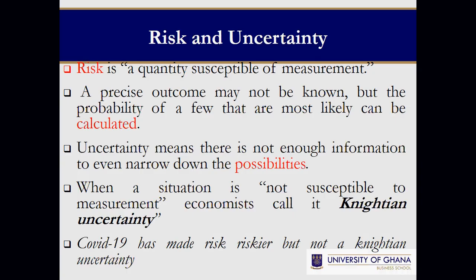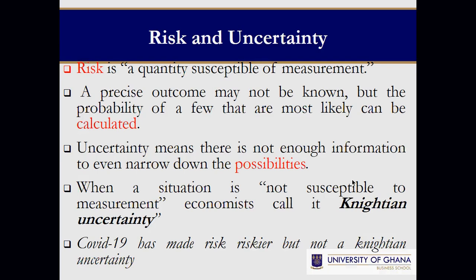All right, risk and uncertainty. Risk is a quantity susceptible of measurement. A precise outcome may not be known, but the probability of a few that are most likely can be calculated. So risk is basically like a constraint that will not let something happen, right? If you are going to invest in an asset, risk is the probability that you might likely not get an interest, or even your money fly back. That's the risk. So uncertainty means that there is not enough information to even narrow down the possibility.